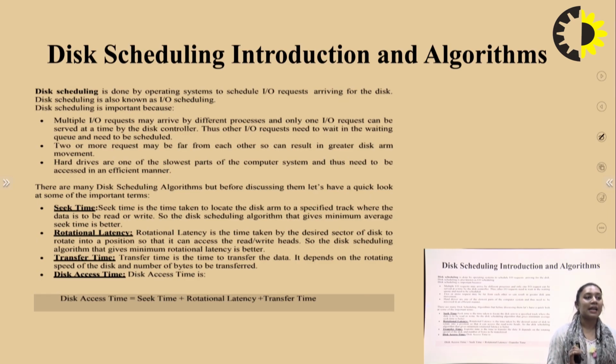Next is the disk access time. Disk access time can be calculated as the seek time plus the rotational latency plus the transfer time. All these can be combined to give you the output of the disk access time, right?